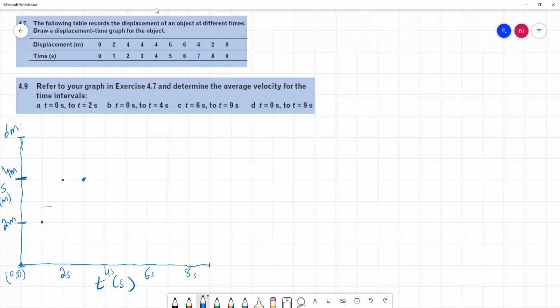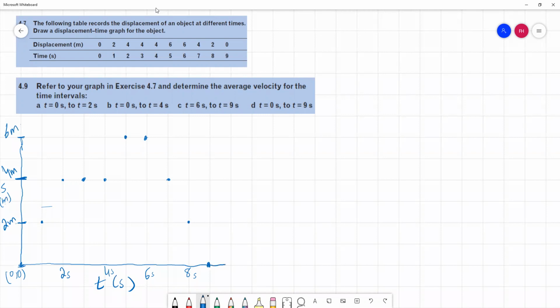You can see my board, right? Yes, ma'am. Okay, so then we have 5 and 6. 5 and 6 is here. Then we have 6 and 6. This is here. And then we have 7 and 4. 7 and 4 is here. And then we have 8 and 2. 8 and 2 is here. And then we have 9 and 0. 9 and 0 is here.